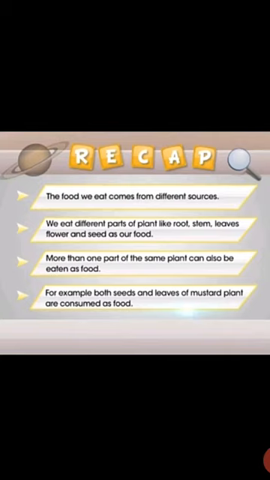As you know, plant and animal are the major sources. We eat different parts of the plant like roots, stem, leaves, flower, seeds, etc. as our food. More than one part of the same plant can also be eaten as food. For example, mustard seeds and mustard leaves, both are two parts of the same plant. Both seeds and leaves of mustard are consumed as food, as I have told you.